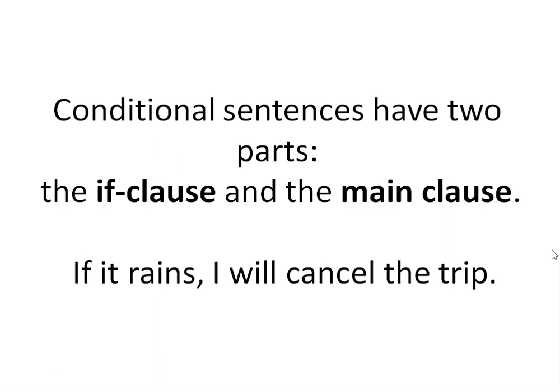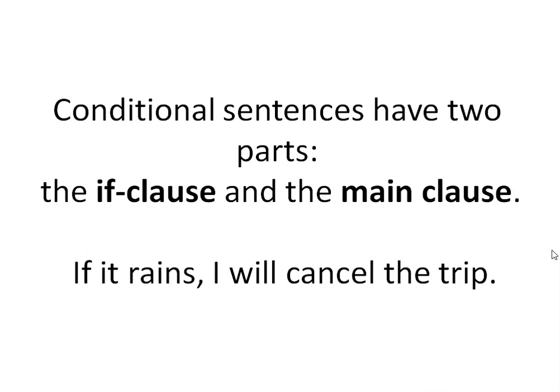In any conditional sentence, we have two parts. The first one is the if clause and the second is the main clause. For instance, we can see one example here. If it rains, I will cancel the trip. Here the comma divides the two clauses. The first one, if it rains.